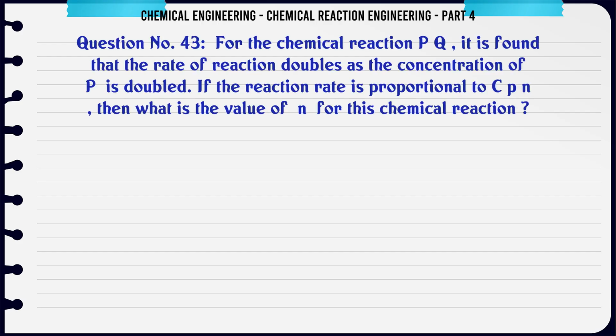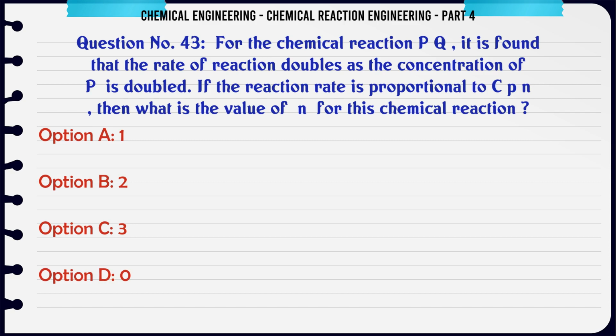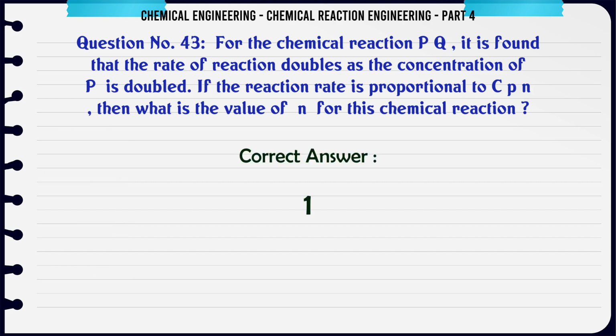For the chemical reaction P to Q, it is found that the rate of reaction doubles as the concentration of P is doubled. If the reaction rate is proportional to Cp^n, then what is the value of n for this chemical reaction? A. 1, B. 2, C. 3, D. 0. The correct answer is 1.